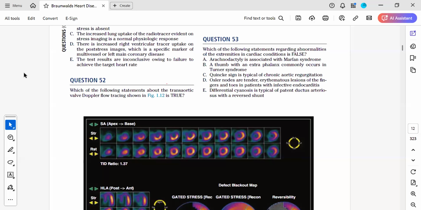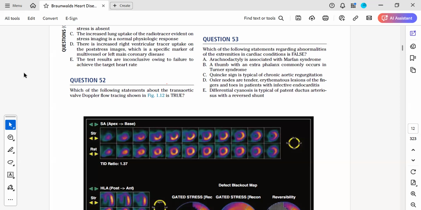Option B, a thumb with an extra phalanx commonly occurs in Turner syndrome. This is false. For Turner syndrome, the skeletal abnormalities they usually have are web neck, short fourth metacarpal or metatarsal, and cubitus valgus. That's basically what they would have. So since this statement is false, this makes it the answer.